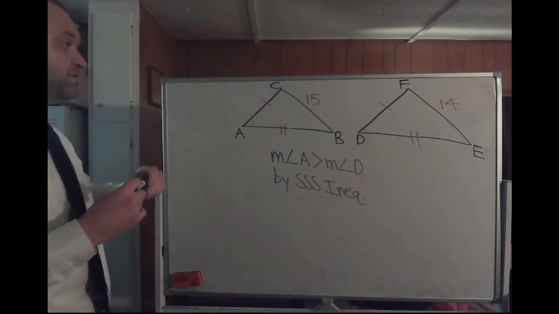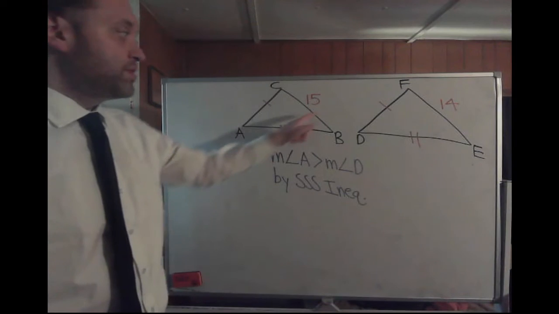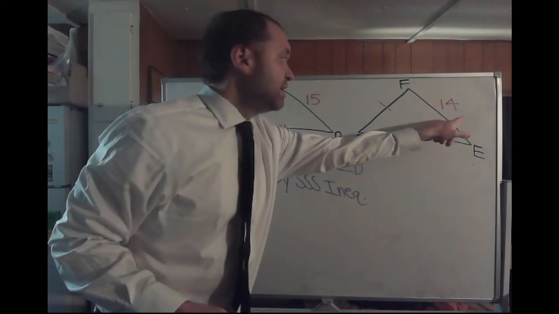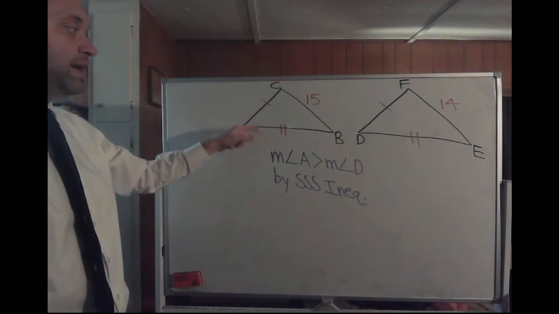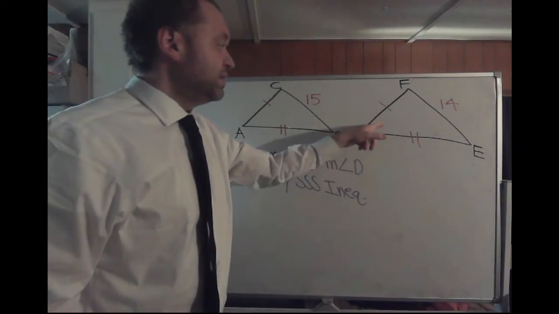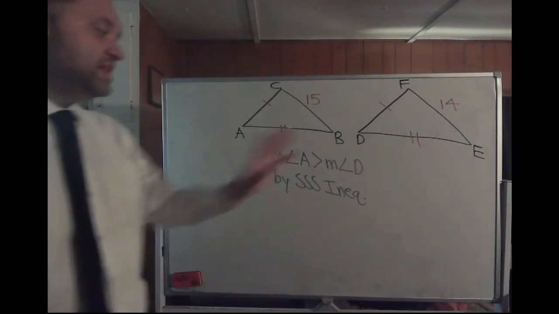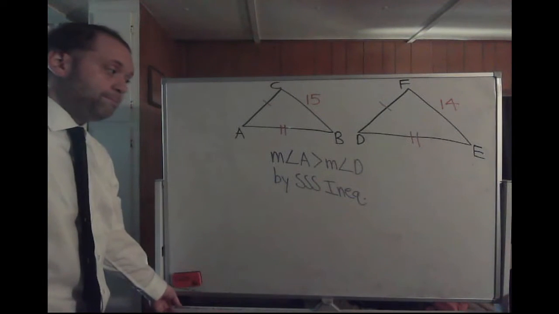So since you have 2 congruent sides in each triangle, but in the first triangle the third side is longer than the third side of the second triangle, that means the included angle, angle A, is greater than the included angle, angle D, of the second triangle by the side inequality theorem.